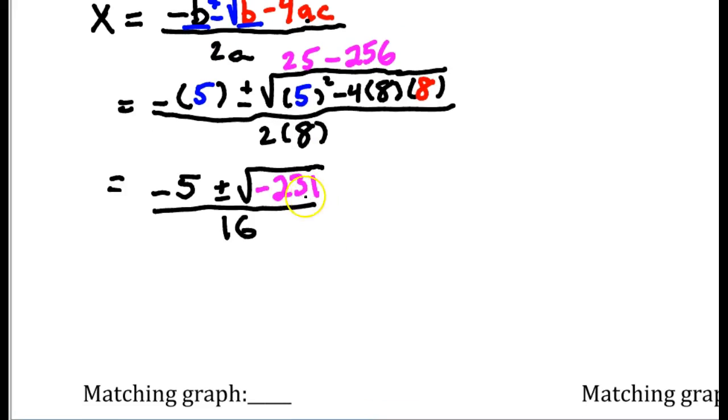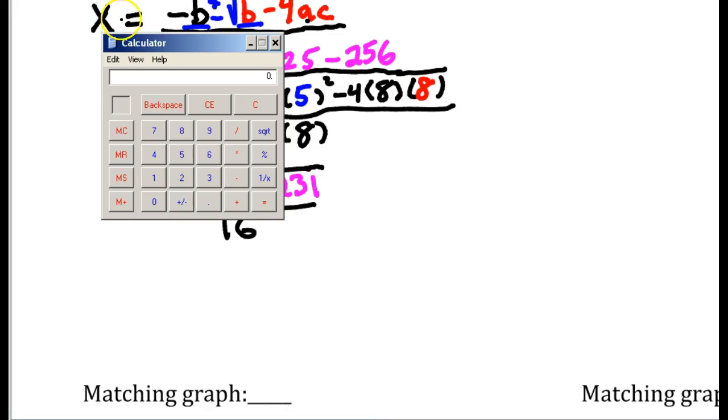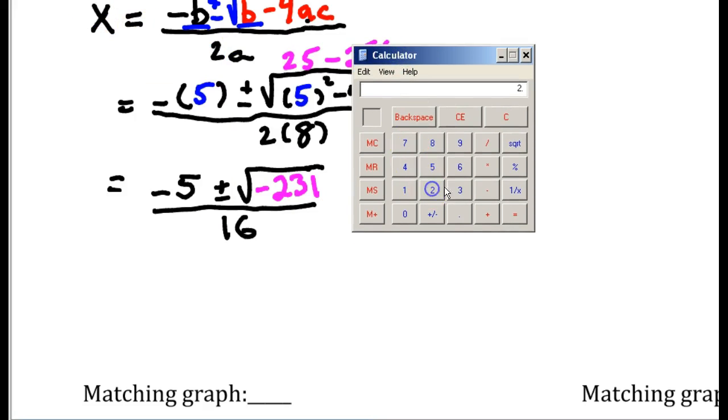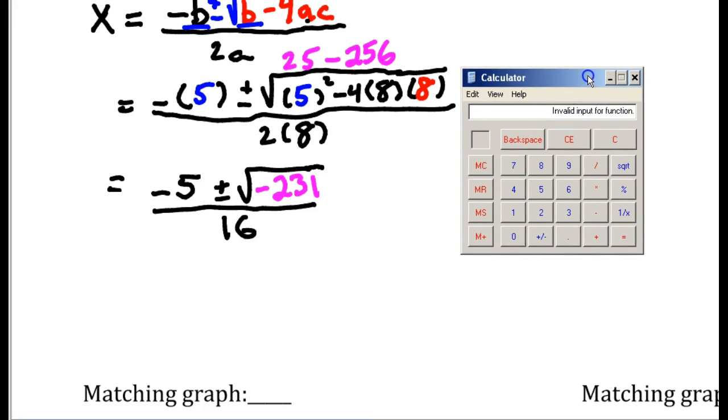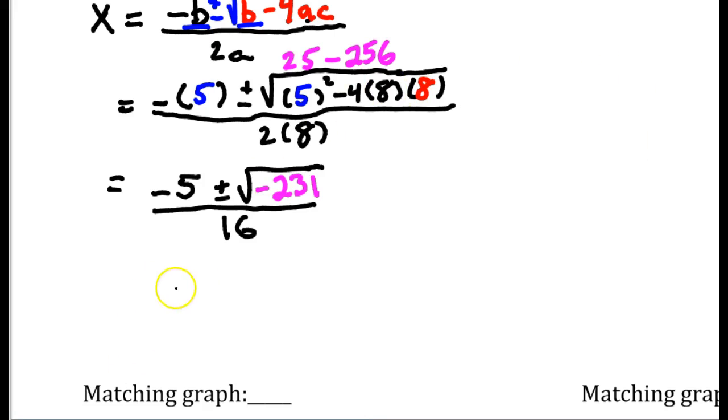Because if you try to do the square root of a negative right here, you take a calculator and you put in negative 231 and hit square root, it's going to say invalid. You can't take a square root. So when we first learned discriminant, I told you just take my word on it. Negative means no solution. That's because we end up taking square roots of the discriminant. You can't take a square root of a negative, so you can't have an answer. So there's no solution for number 3.